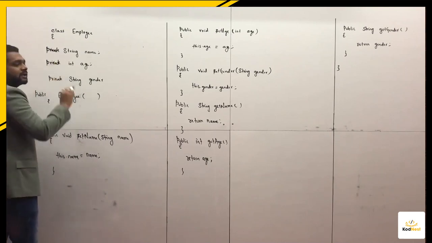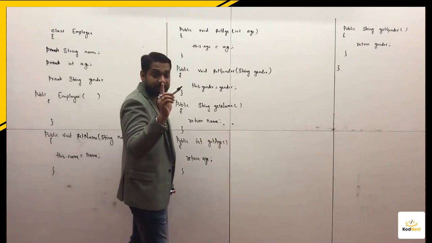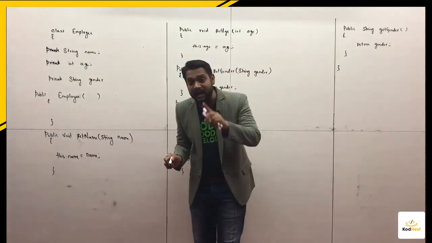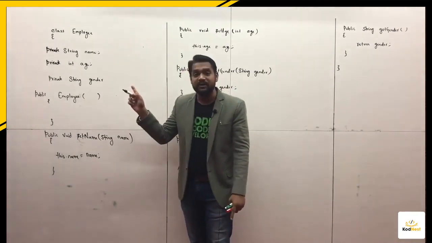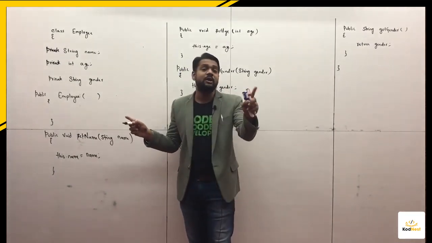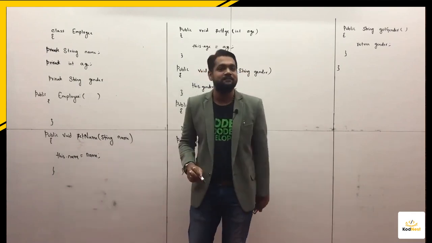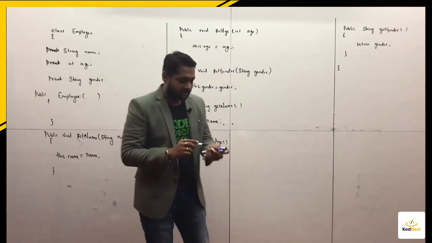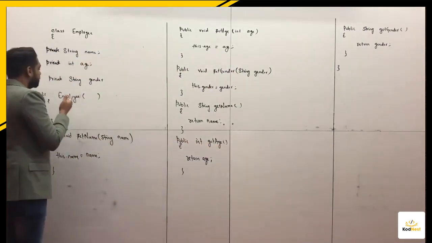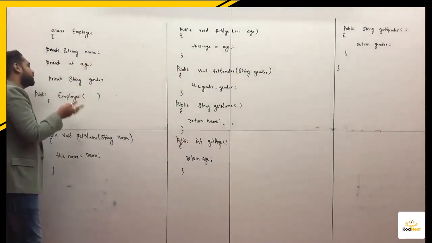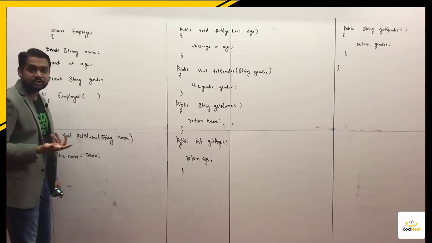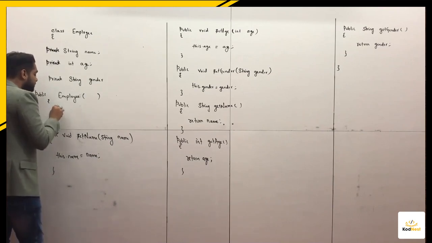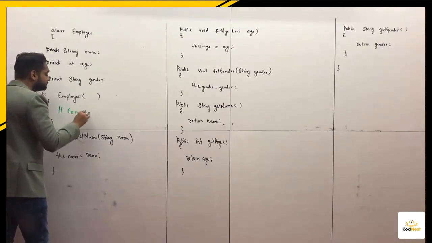You have to have controlled access to the data members in the bean class. That is when that class is called a bean class. If you have controlled access to the data members of a class, then only that class is called a bean class. Otherwise, it is called a Pojo class, plain old Java object class. Not only that, in the Pojo class this is not mandatory. You can have a constructor, you may not have a constructor. But in the bean class, having a no argument constructor is compulsory.